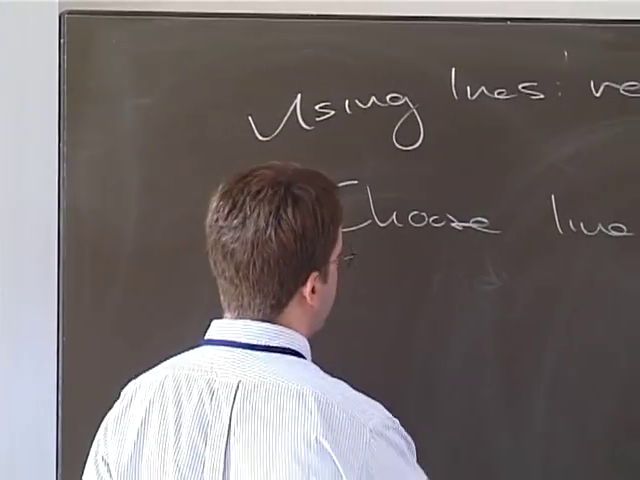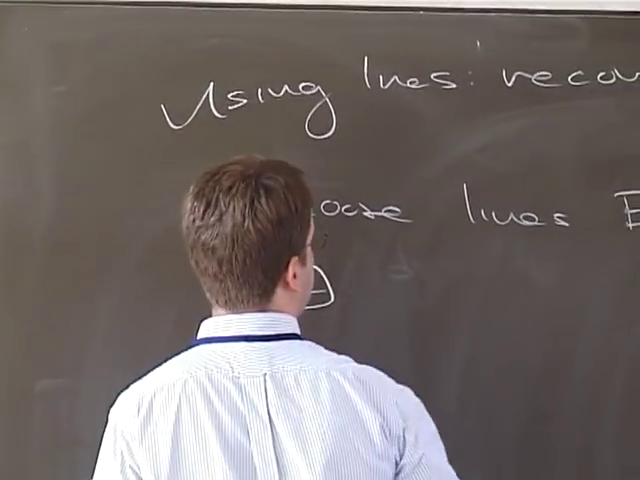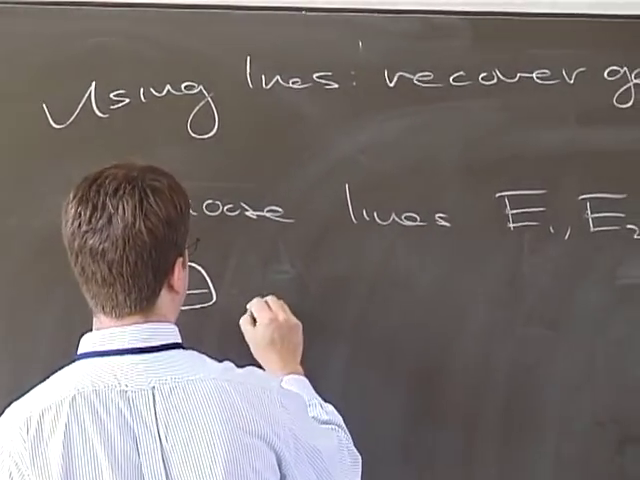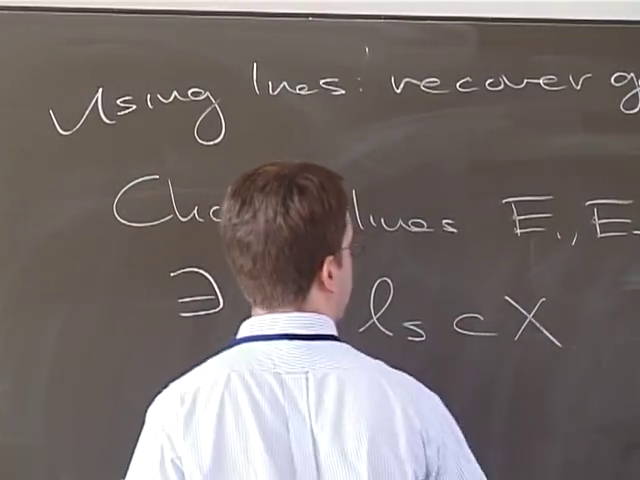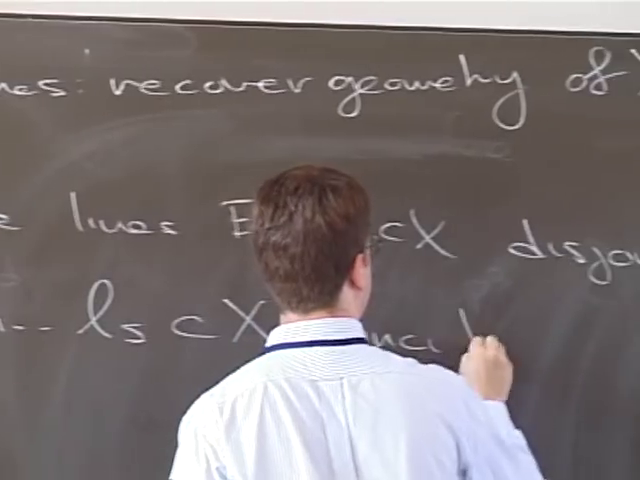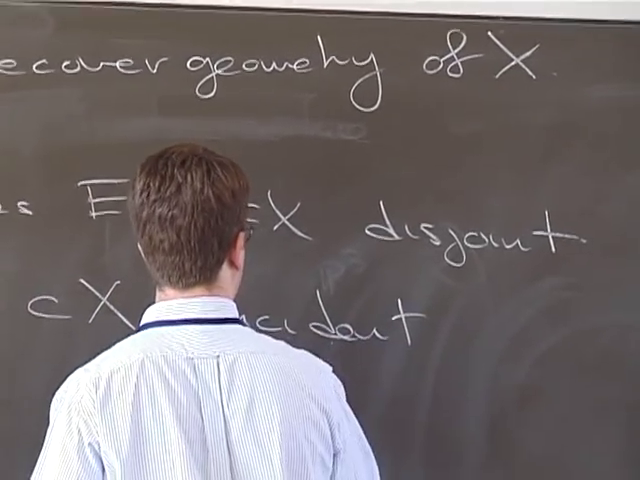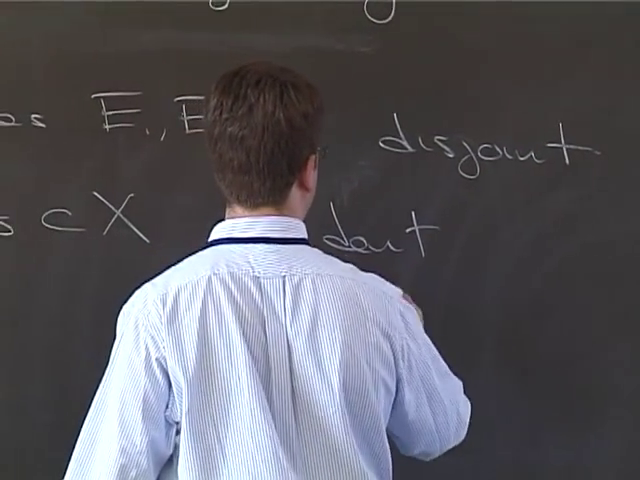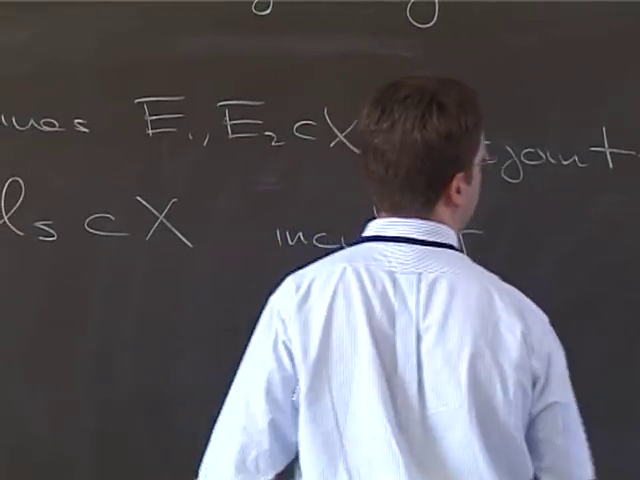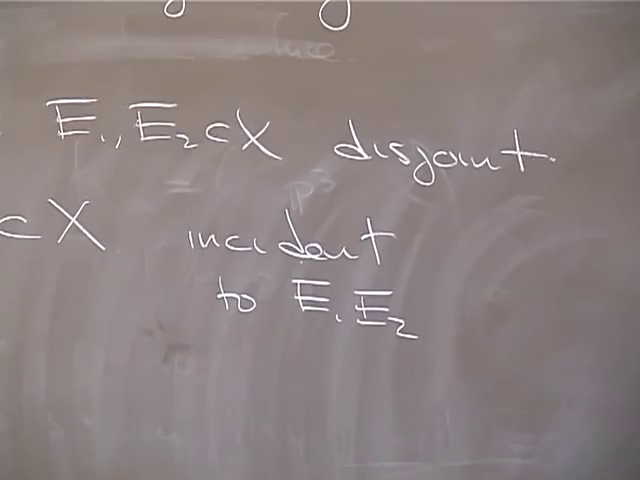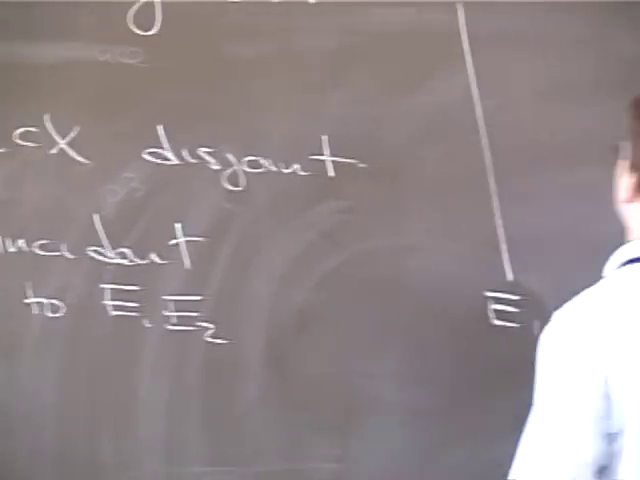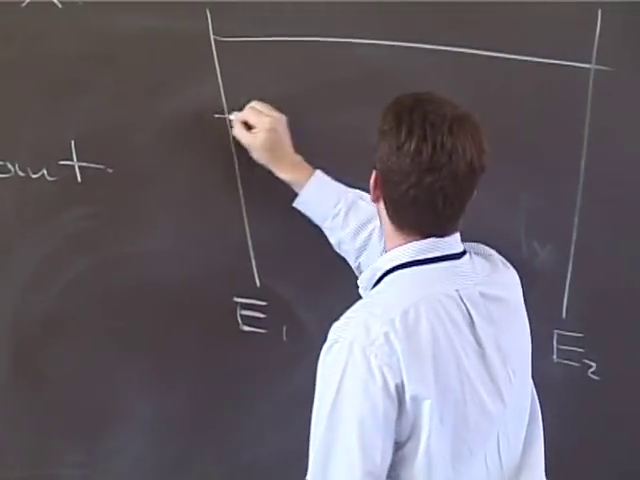And moreover, by the same argument, there exist 5 lines which are incident to both E1 and E2. So we have our disjoint lines. They have a whole mess of lines.